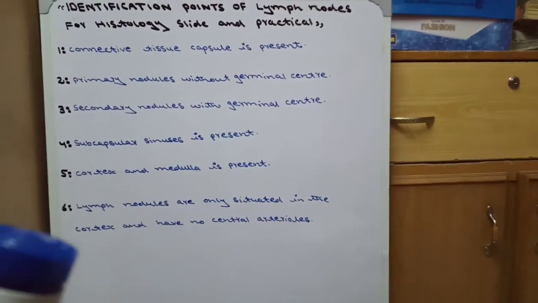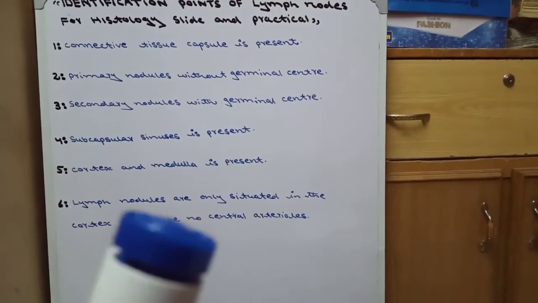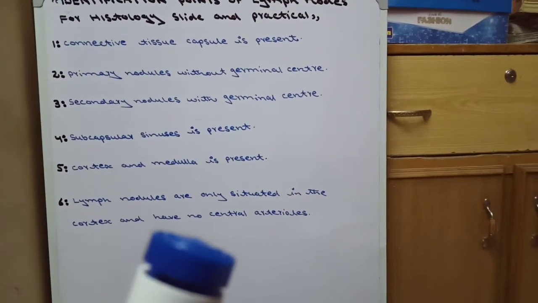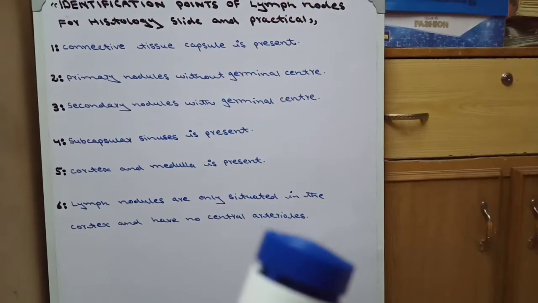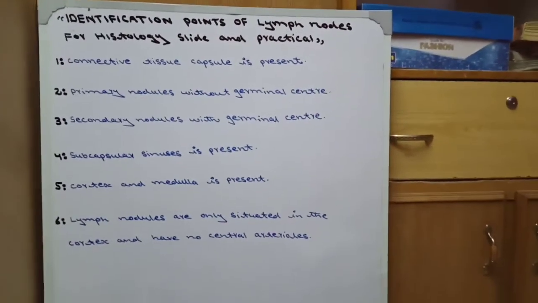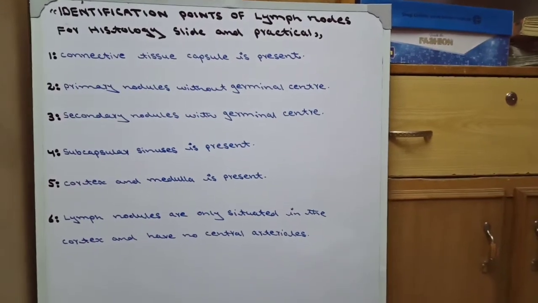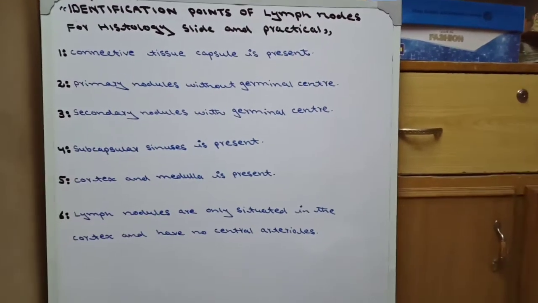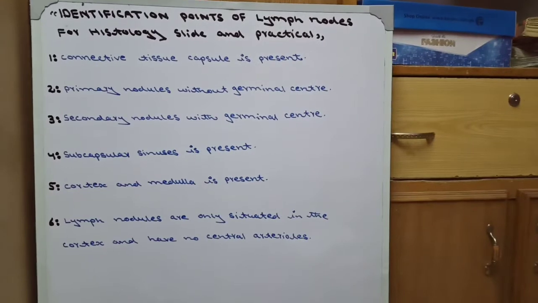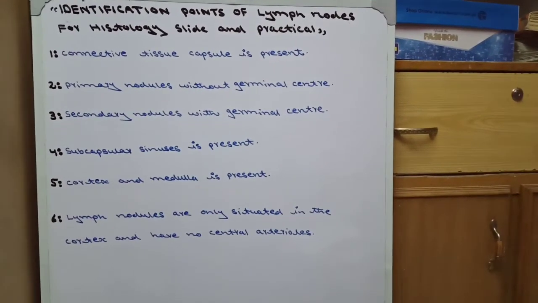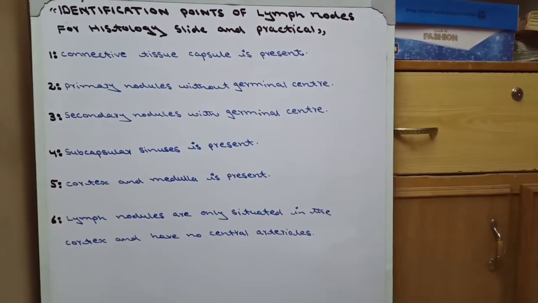And number 6, lymph nodules are only situated in the cortex and have no central arterioles. These are the 6 identification points of lymph nodes for histology, practical and slide. I already uploaded the detailed slide explanation video of lymph node on my YouTube channel. Go and watch that video.